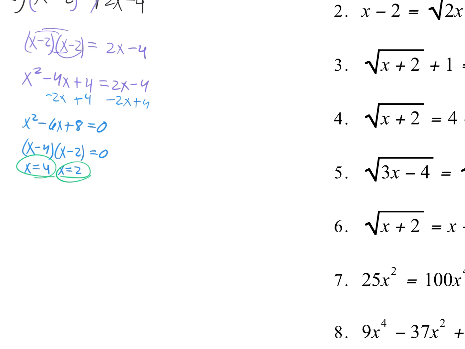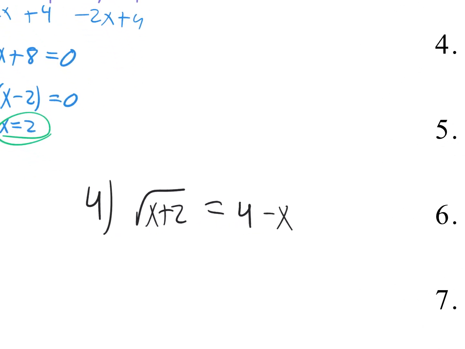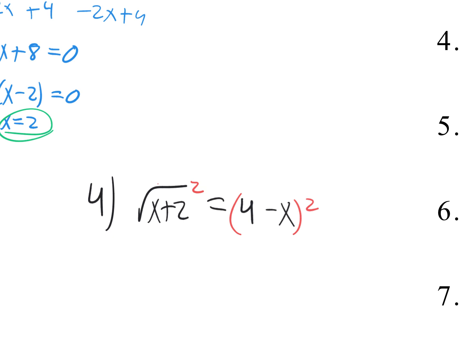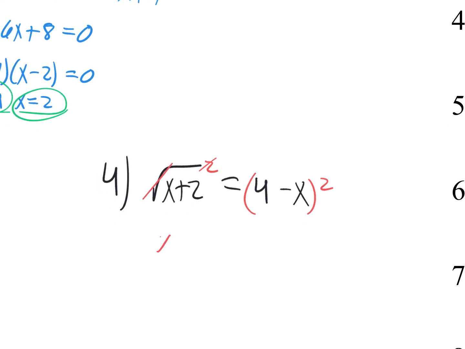Okay, let's try number 4. It's going to be the square root of x plus 2 equals 4 minus x. And let's check first if the radical is by itself. Right now it is, so we can immediately square both sides. Square the left, square the right. Over here, the square root and the square are going to cancel. And we get x plus 2 equals 4 minus x times 4 minus x.